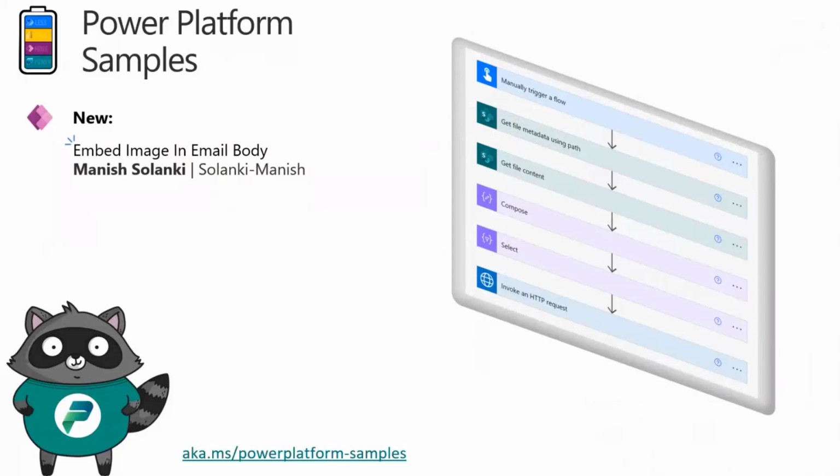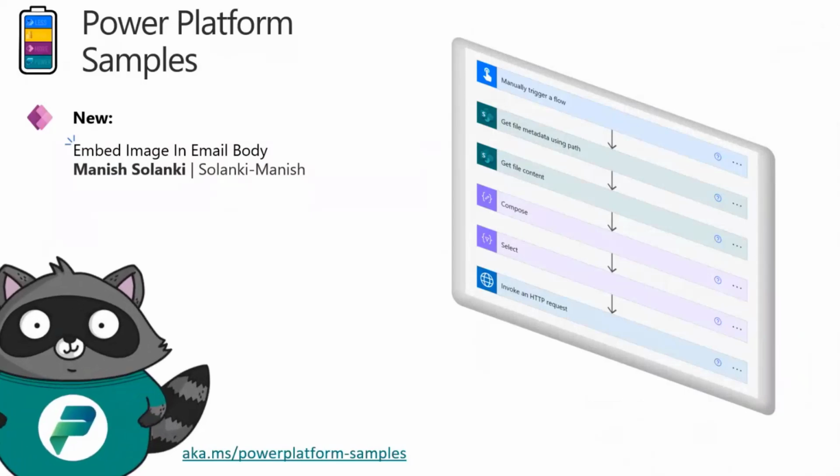Yes, hello. So we have a new marvelous sample in the Power Platform Sample Solutions Gallery from Manish Solanki. And this sample is a great illustration of how you can embed images, more than 1 megabyte images, in the body of your email and send it using the HTTP request. So try it out. And this sample, like all our samples, is completely free and unmanaged. So you can download it, have fun, learn, and incorporate it in your projects.